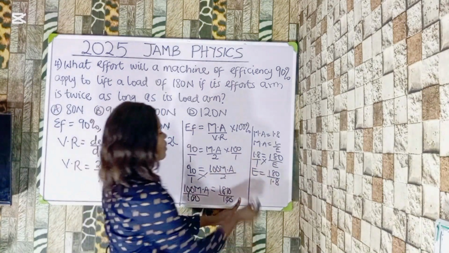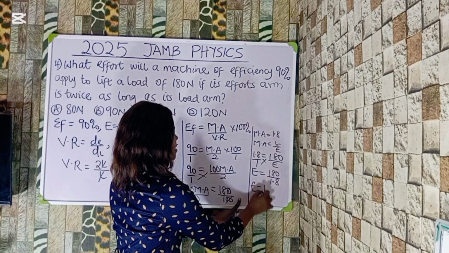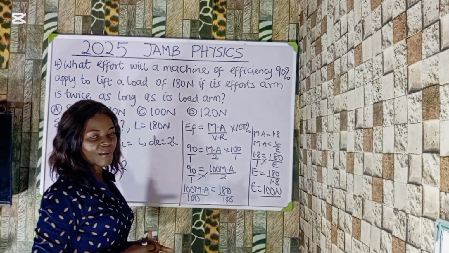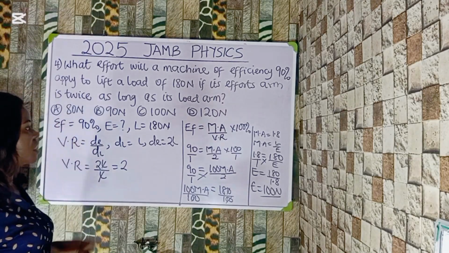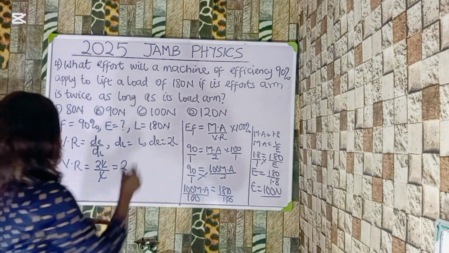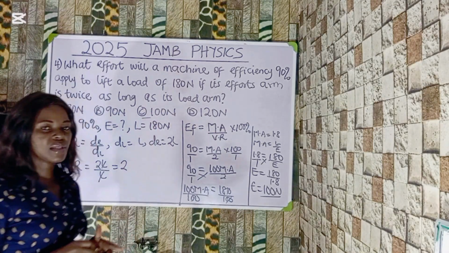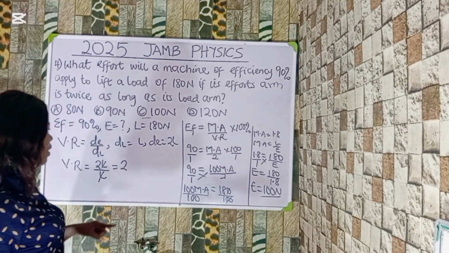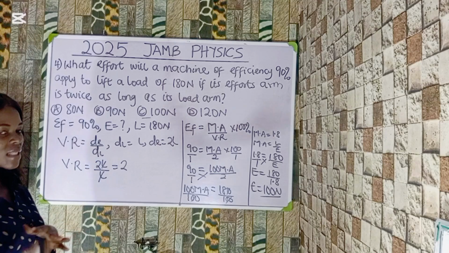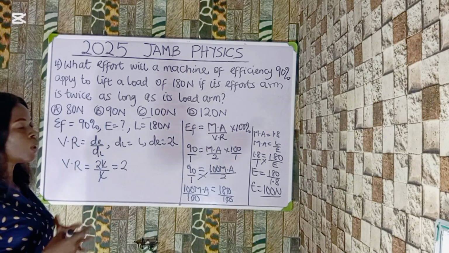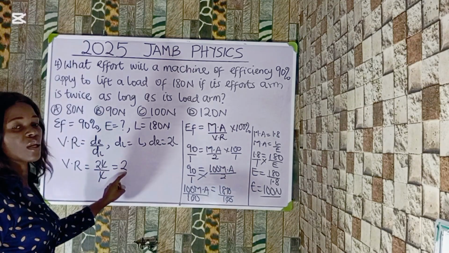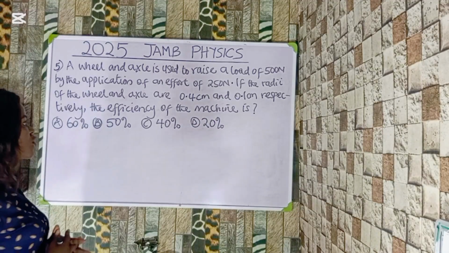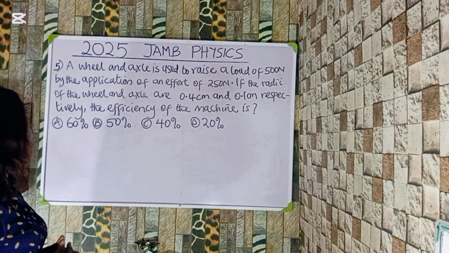Is that clear? And by the time you divide, my answer is going to give me 100 Newton. Is that clear? So the correct option in the question provided is option C. So most times if you are given a question this way, you are going to relate it that way. How do I mean? They gave us the arm's length, the effort length, and the load length. So we have to relate it to get the velocity ratio. Is that clear?